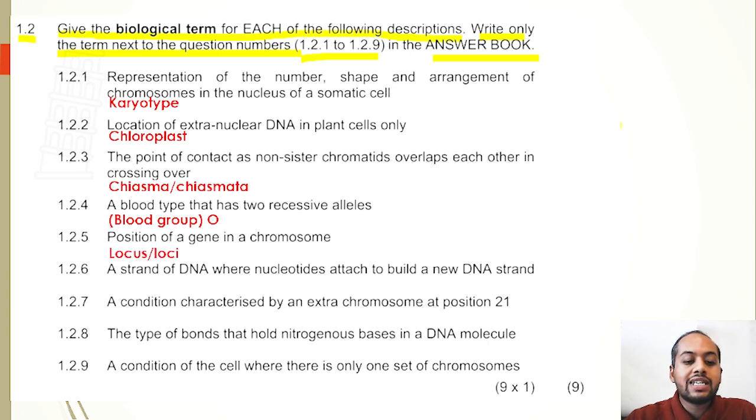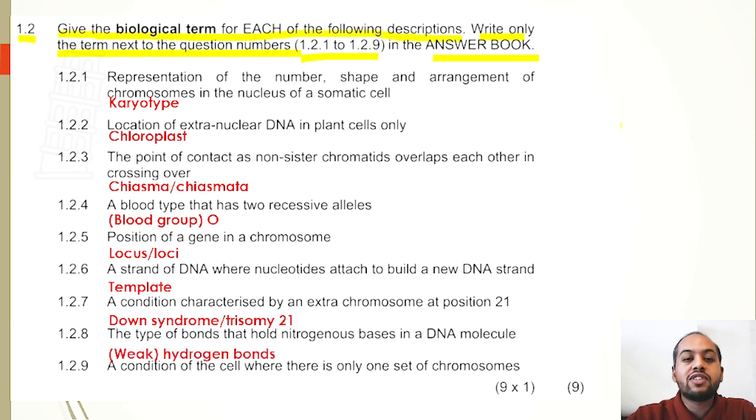A strand of DNA where nucleotides attach to build a new DNA strand is regarded as the template strand. A condition characterized by an extra chromosome at position 21 is Down syndrome. The type of bonds that hold nitrogenous bases in a DNA molecule is referred to as weak hydrogen bonds. A condition of the cell where there is only one set of chromosomes is going to be haploid.